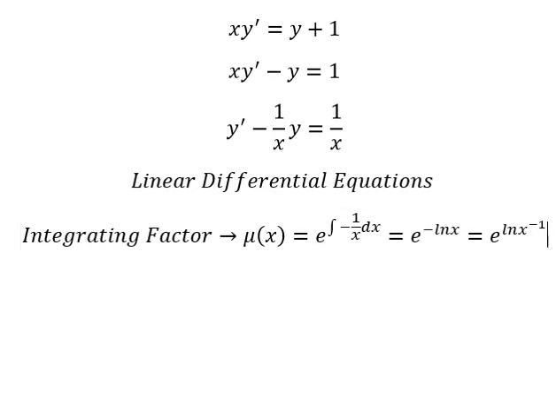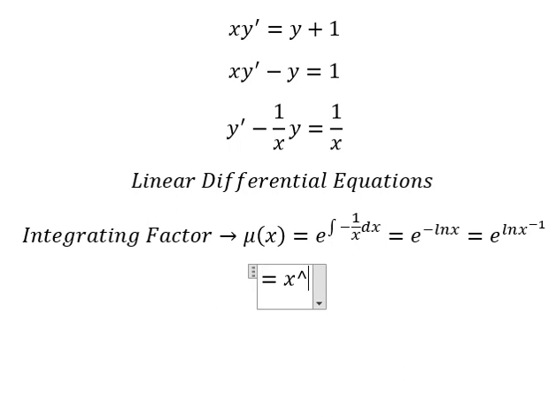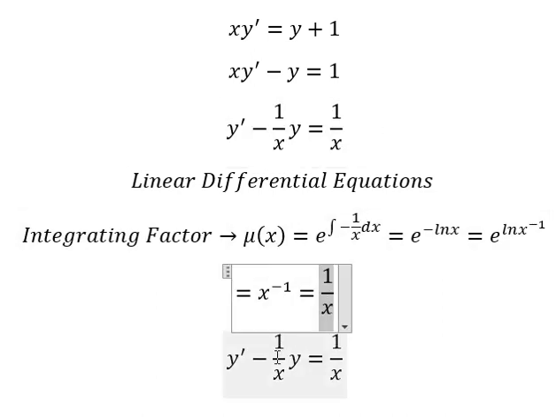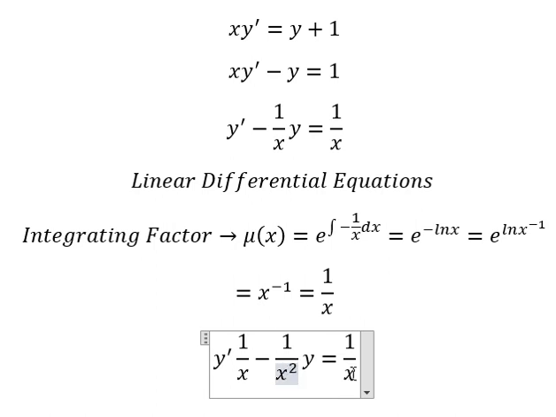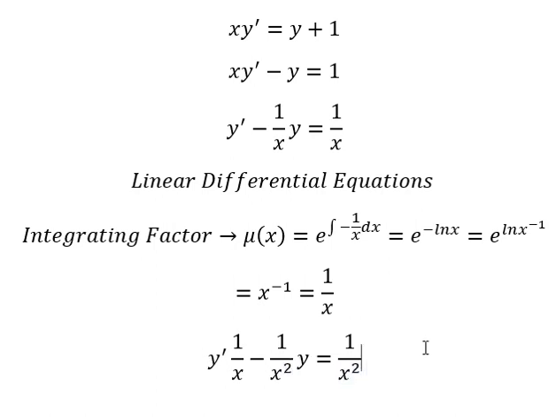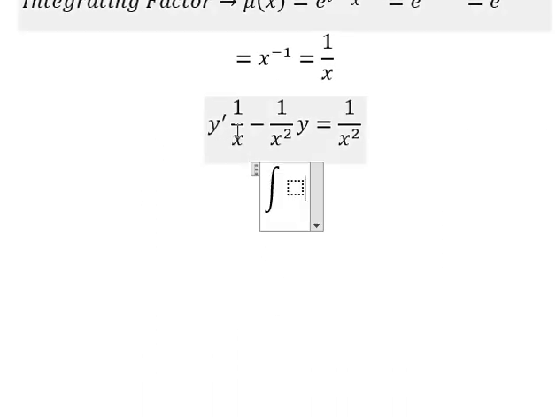So this one we simplify and we have s to the power of negative 1, and we can write 1 over s. That means we multiply both sides by this one. Next, we can put the integration on both sides.